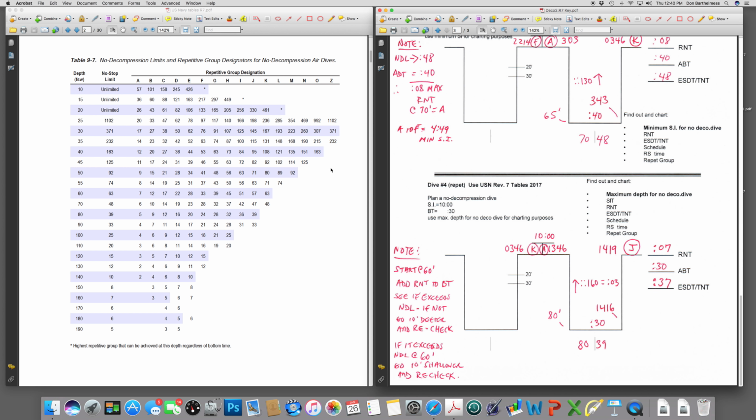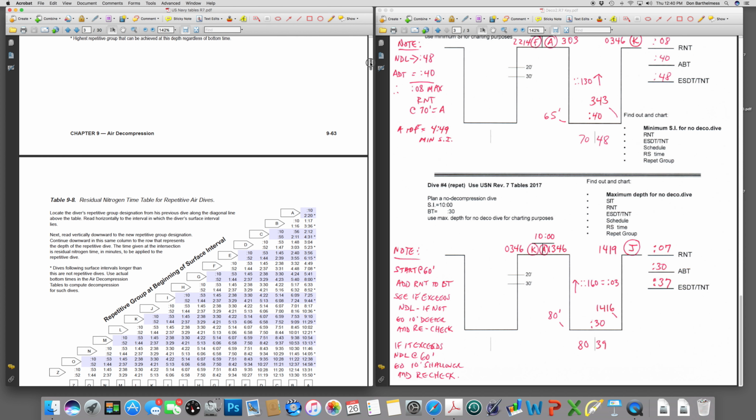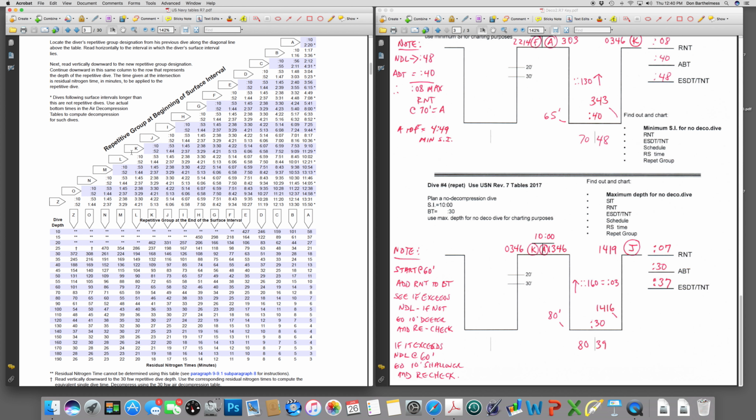If you're a K diver for 10 hours, we can look over here at our surface interval credit table. A K diver for 10 hours is going to put us back in the water as an A diver. Now this A diver has residual nitrogen, which we haven't quantified in minutes yet. We're going to do that in a second.